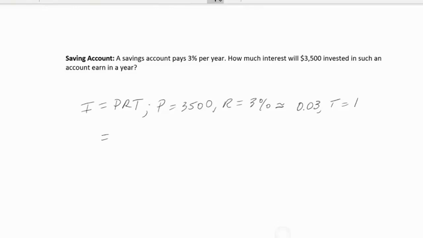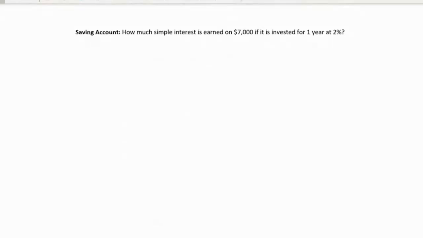So we're going to write this out as 3,500 times 3%, which is 0.03, times the year, which is 1, and we have the interest in the account after 1 year would be $105.